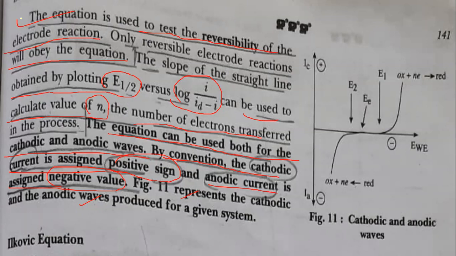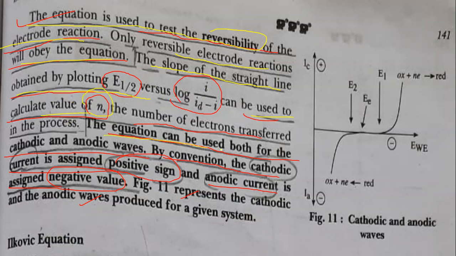The equation is used to test the reversibility of the electrode reaction. Only a reversible electrode reaction will obey the equation. The slope of the straight line obtained by plotting E versus log of I upon Id minus I can be used to calculate the value of n. What is n? It is the number of electrons transferred in the process.